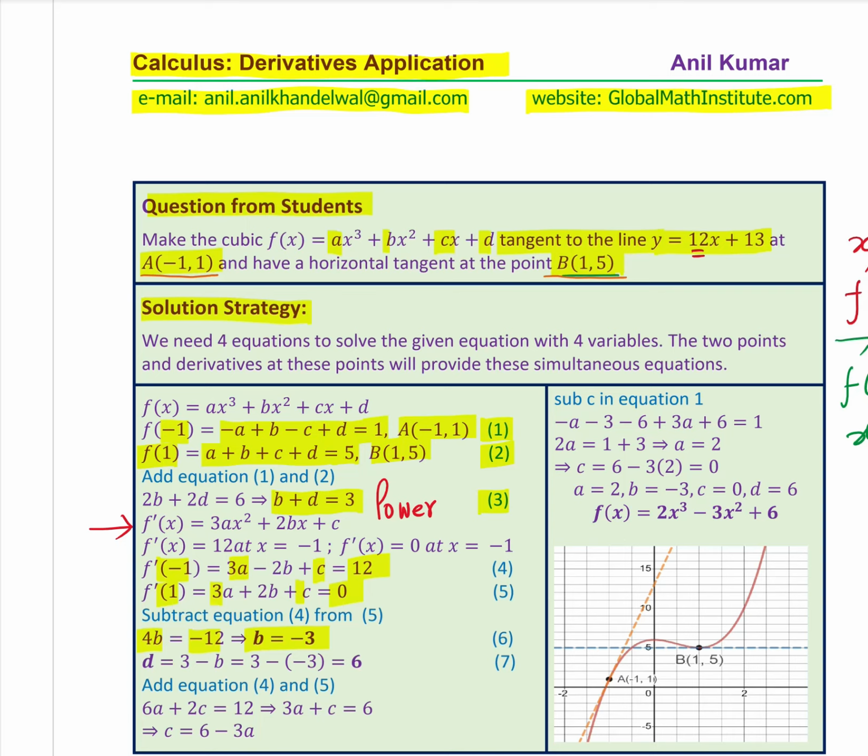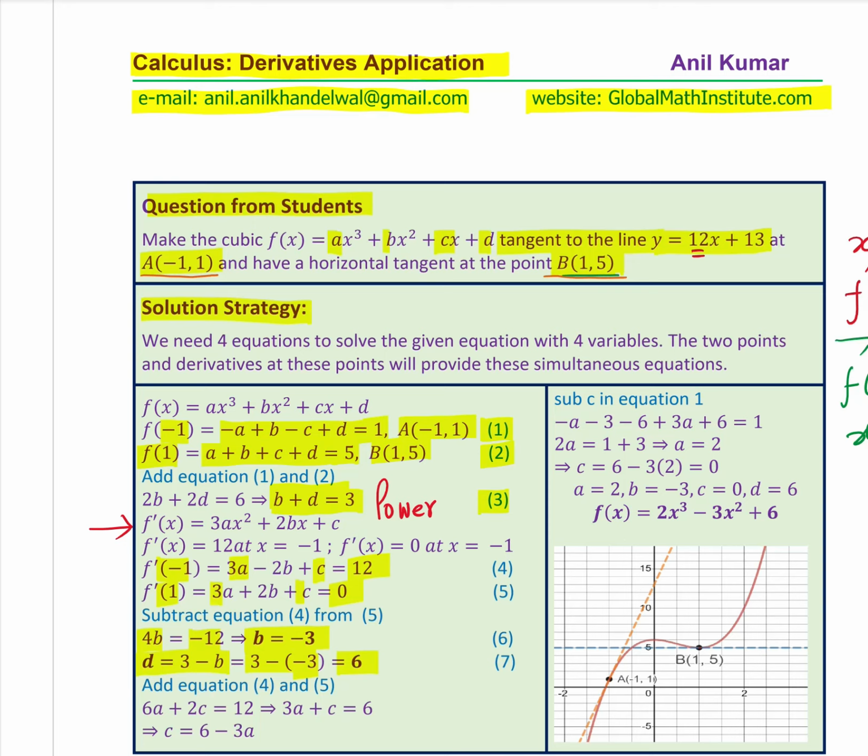We already had an equation which related b and d. So now we can find what d is, right? So d is 3 minus b. Substituting minus 3, we get 3 minus minus 3, and minus minus becomes plus. So 3 plus 3 is 6. So we get the equation's second parameter, which is d. So we know the values of b and d. Now we can use our equations with these two known values and then eliminate and find the other two parameters.